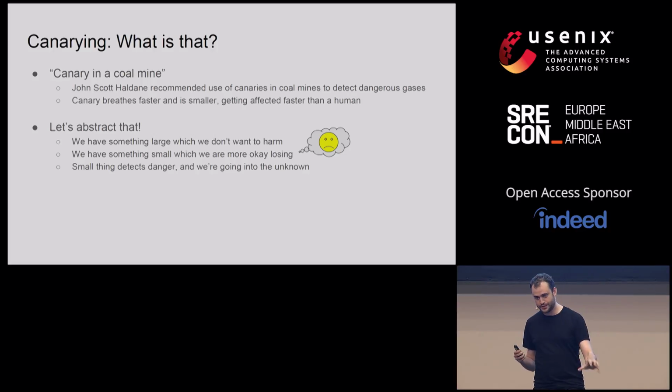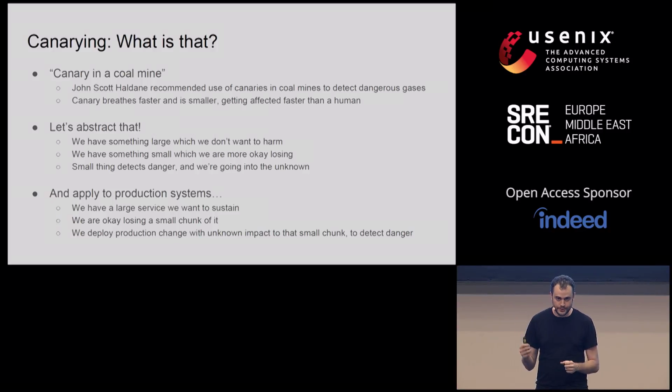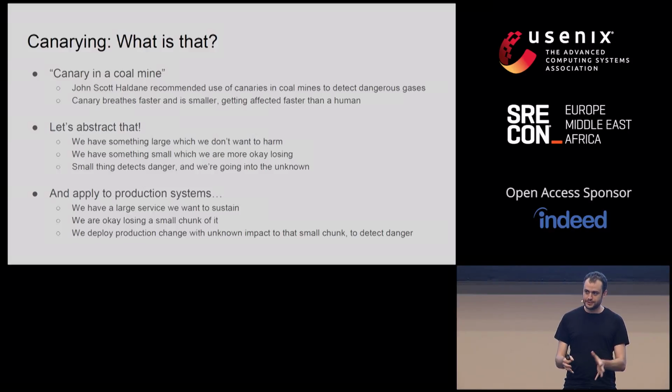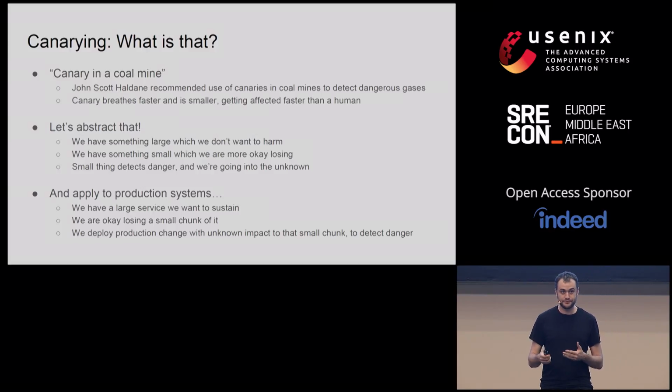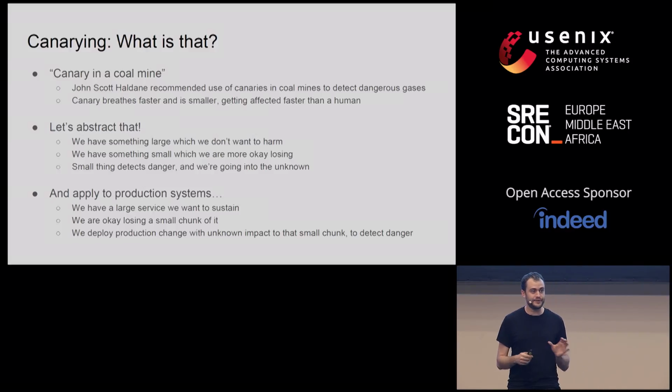And so let's put it back into SRE context. We have a large service, something that we need running, and we need to uphold its reliability properties. And we are OK losing a small chunk of it, a limited, bounded chunk of it. And so we deploy a production change with unknown impact. We don't know if the binary is good. We don't know if the configuration is good. We deploy it to that small chunk, and we detect danger.